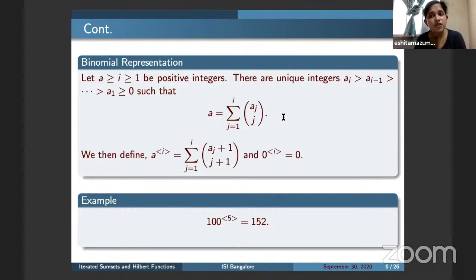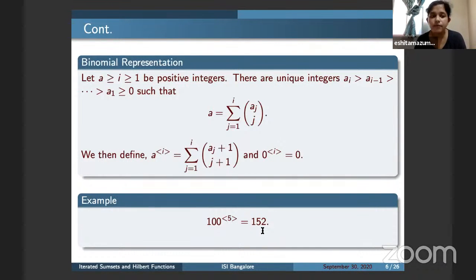Once we have the ith binomial representation of a, we can define a power bracket i as the summation of the binomial coefficients of aj plus 1, j plus 1, where j is running from 1 to i, and 0 power bracket i is equal to 0. For example, we will have that 100 power bracket 5 is equal to 152.